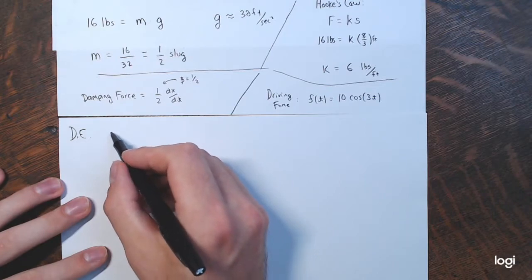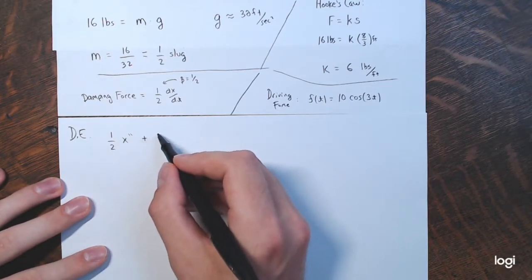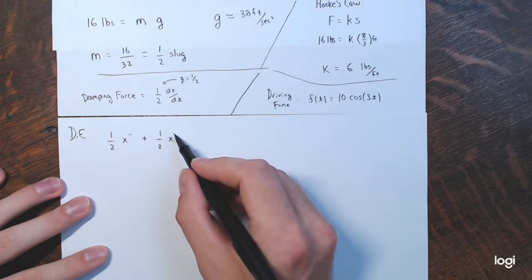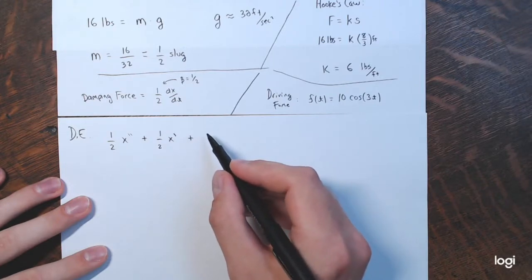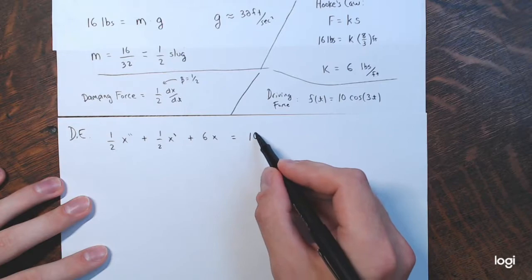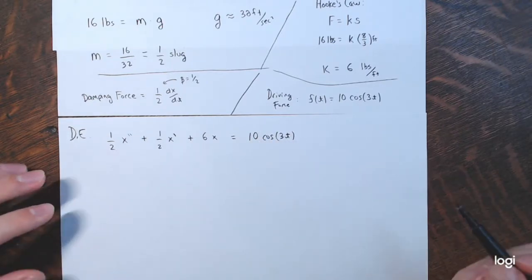So I have half of x double prime plus half of x prime plus 6x equals 10 times the cosine of 3t. All right, putting all that stuff in.